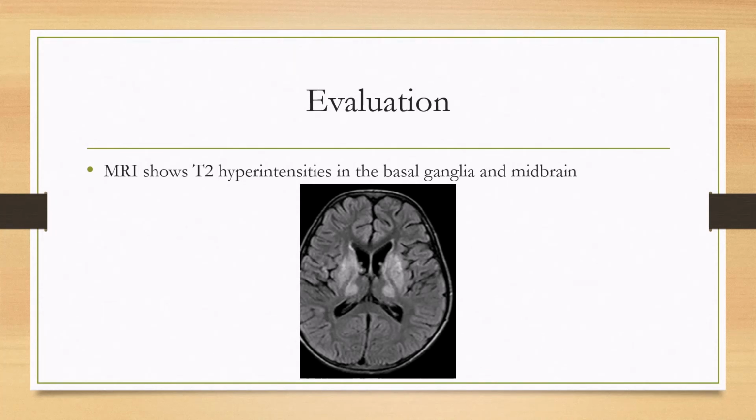Ruling out other diseases is also important, and an MRI brain is usually done, and that will show T2 hyperintensities that is most commonly in the putamen, but otherwise in other parts of the basal ganglia and midbrain.